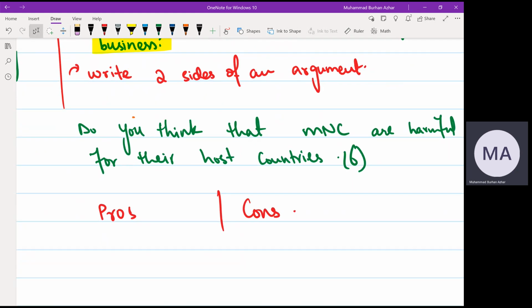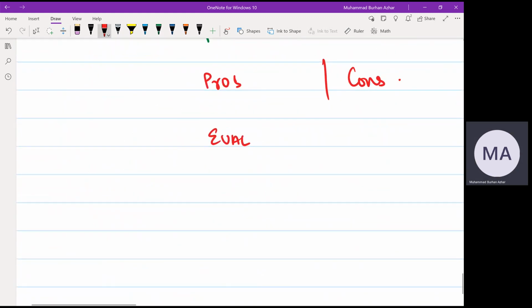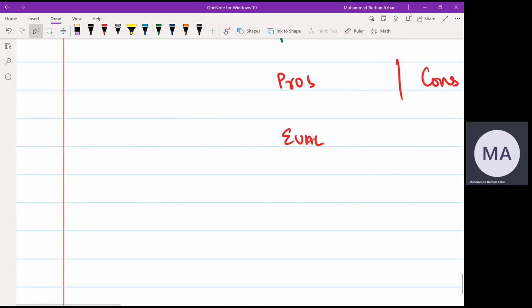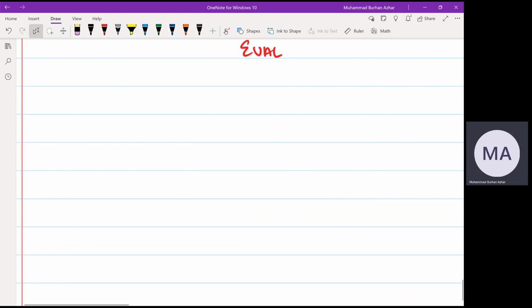So two sides of the argument, I have to do this, and at the end I have to give an evaluation. So अब हम बात कर ली इसकी, जब भी हमने pros and cons लिखने हैं, keep in mind you have to develop a chain of analysis which we have talked earlier on.